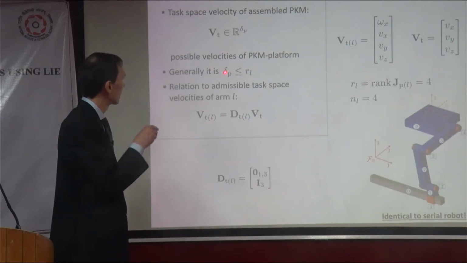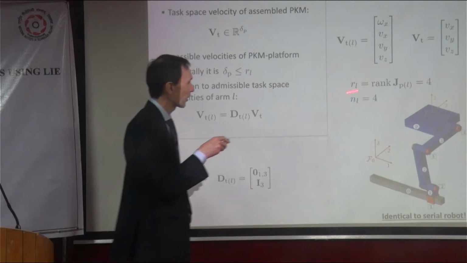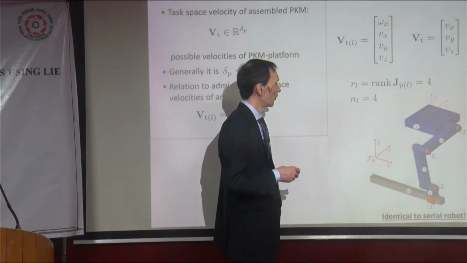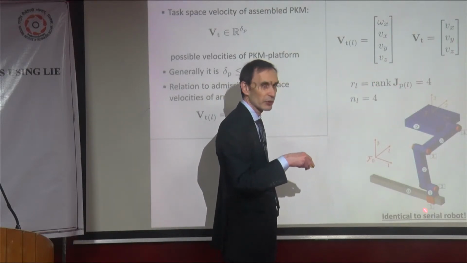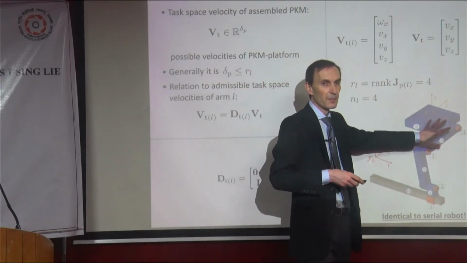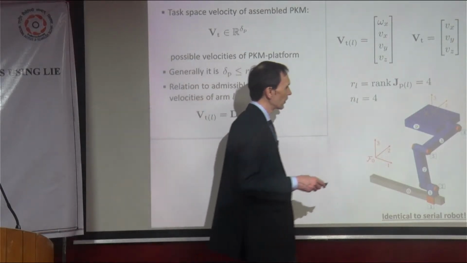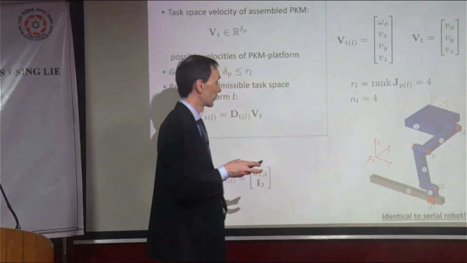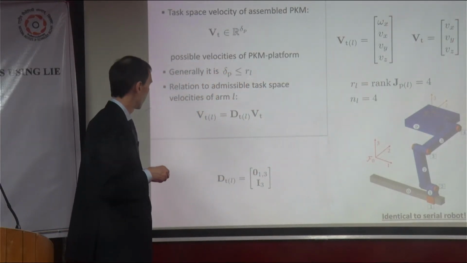Generally, the degree of freedom of the platform is less than the maximum rank of our Jacobian here. So what was the Jacobian rank? It was 4 because you can have 4 independent outputs here, right? You can have 4 independent velocities generated if you don't assemble it. If we assemble it, it reduces it. But still, the rank of our 4 times 4 matrix is 4, which is nice because we can invert it. But generally, it is less than the platform degree of freedom.